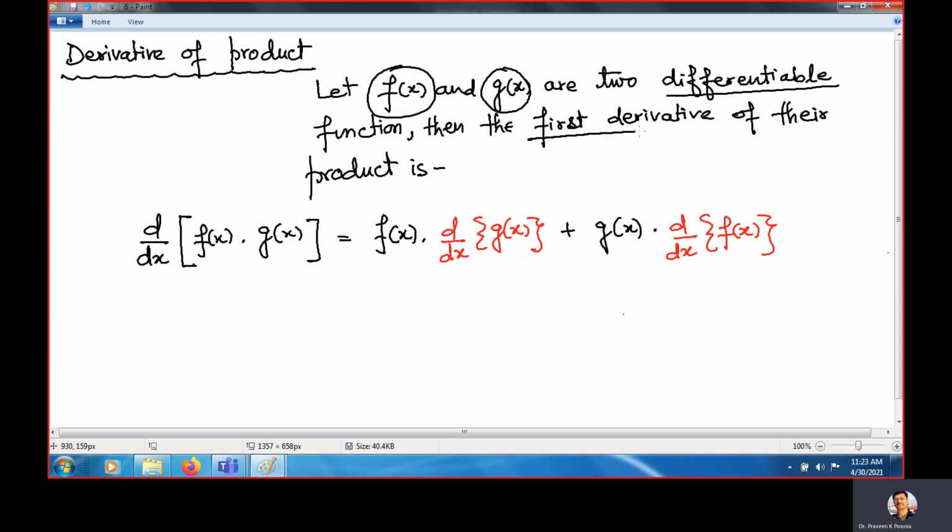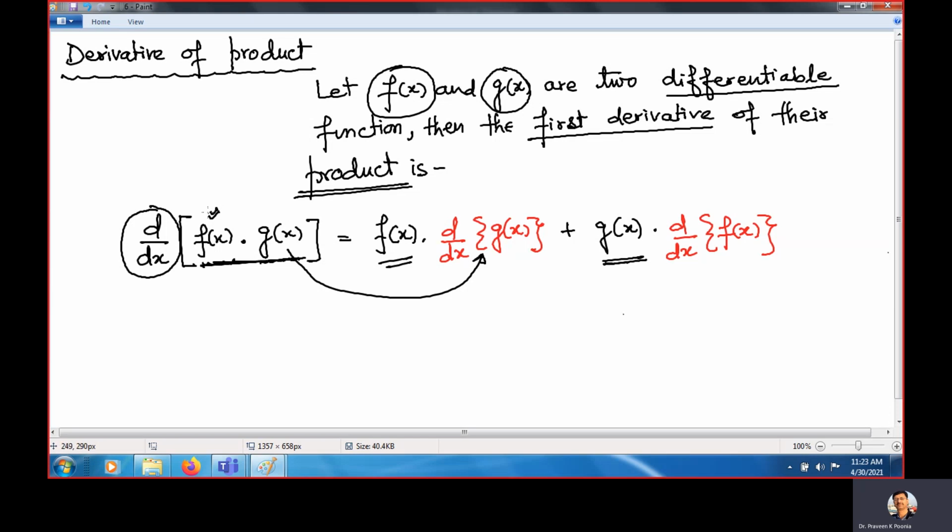Then the first derivative of their product, meaning we multiply this first function into this second function: d by dx of the product is equal to whatever is the first function, write the same to same here. There is no change, same to same. And write the differentiation of the second, d by dx g(x). Plus, now you can see another function same to same.